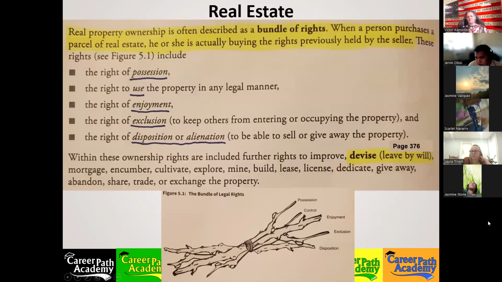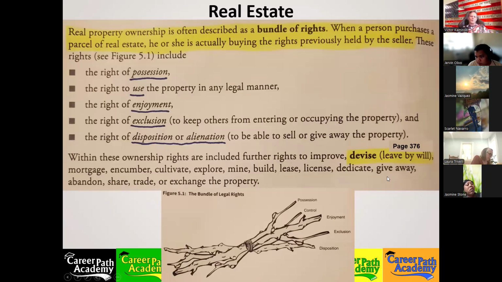So here's that same stuff that we just went over in the book. Here's just now your chance to highlight it. The bundle of rights, what those rights are, even though you don't need to study them and know them for the exam. Other than alienation, you need to know what that is. Transfer of property. And devise, that's one of those death terms, to leave by will.